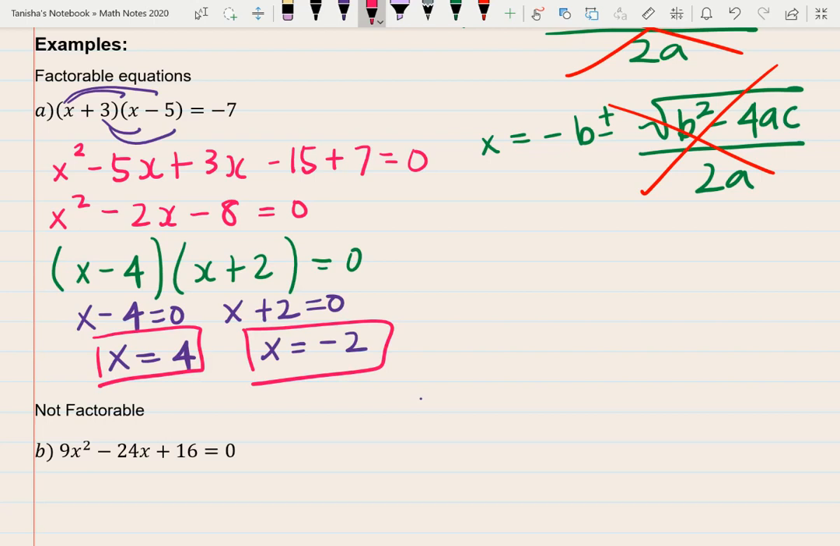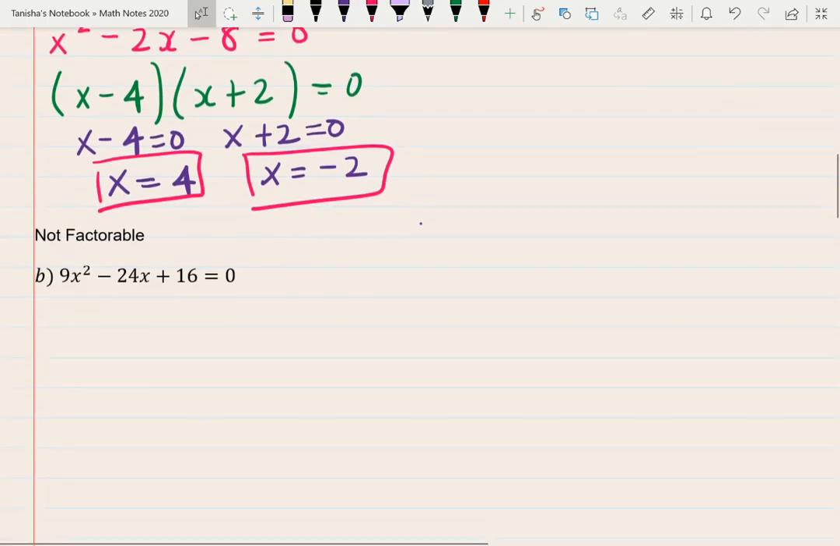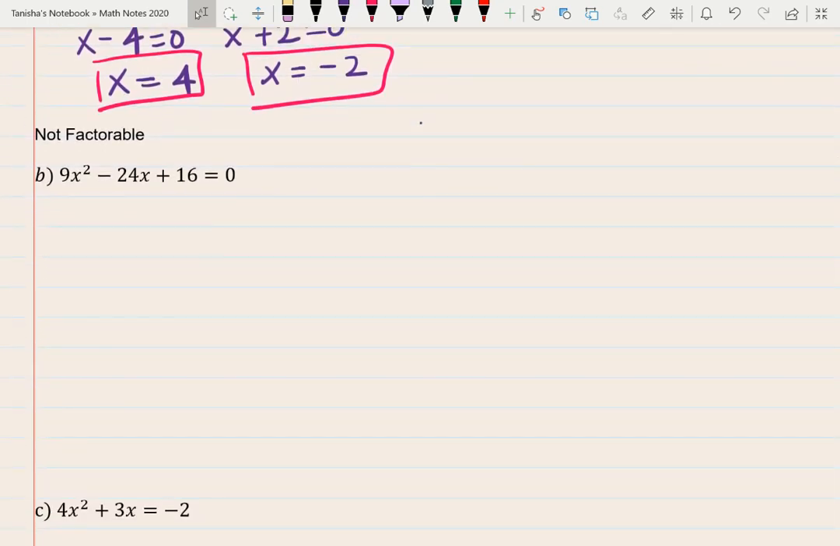So this is a recap of our factoring method. Find factorable equations, and we can use the factoring method. We want to try to use the factoring method for any equation that can be factored. But for those that are unfactorable, right?